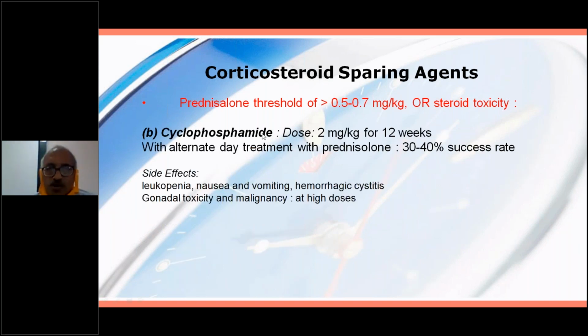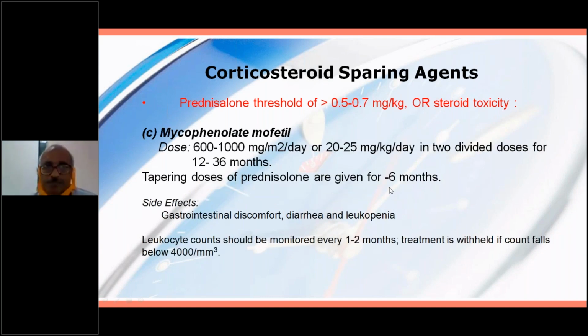The next drug is cyclophosphamide, 2 mg per kg for 12 weeks. Alternate day prednisolone continues, and a 30 to 40% response rate is there. Side effects of cyclophosphamide are again leukopenia, and the dangerous thing is hemorrhagic cystitis. On long, high doses, there may be gonadal toxicity and malignancy. So here also monitoring of the blood counts is important, and urinary examination is also important.